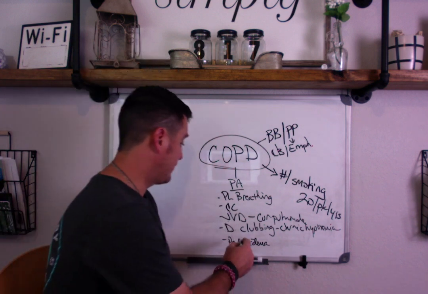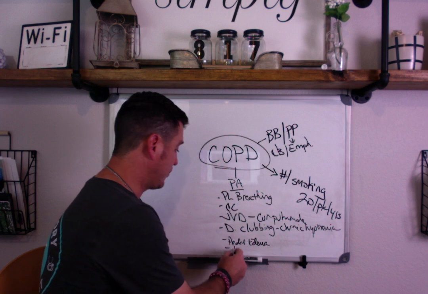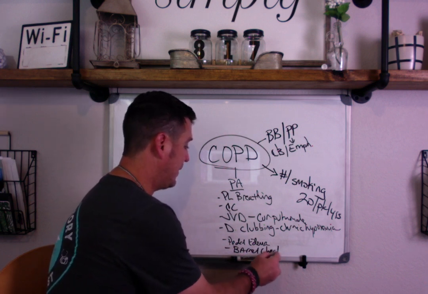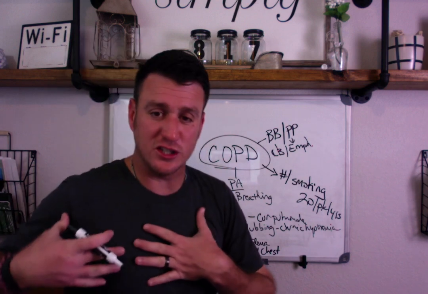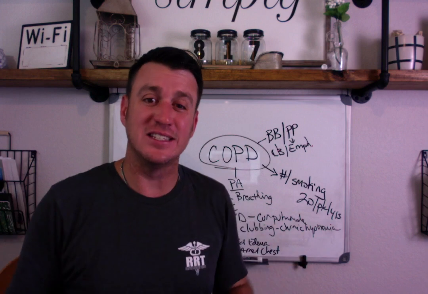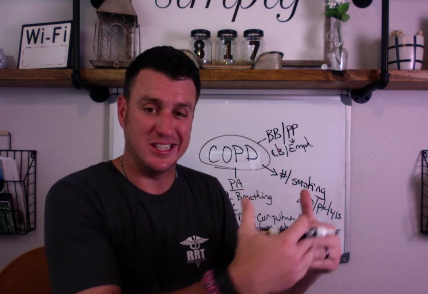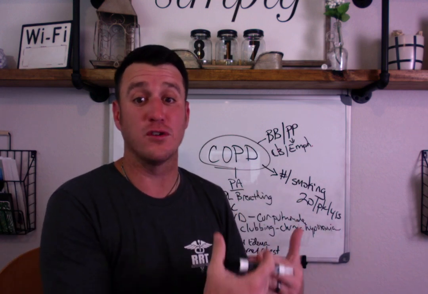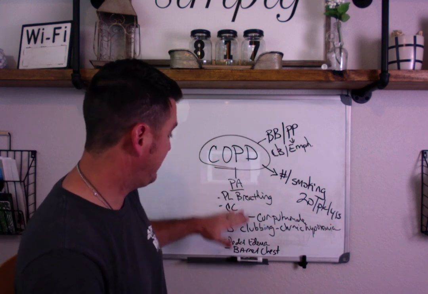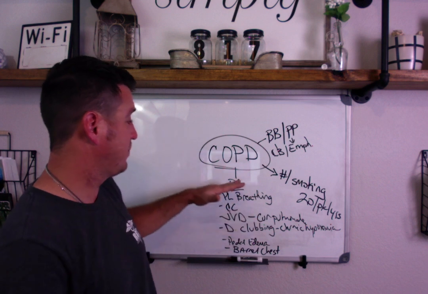So, what else are we going to find when we do our physical assessment? We're probably going to see a barrel chest. This is where the chest enlarges greater front to back than it does side to side, and this is due to the persistent air trapping that happens over time, okay? So, those are your key findings associated with your physical assessment.